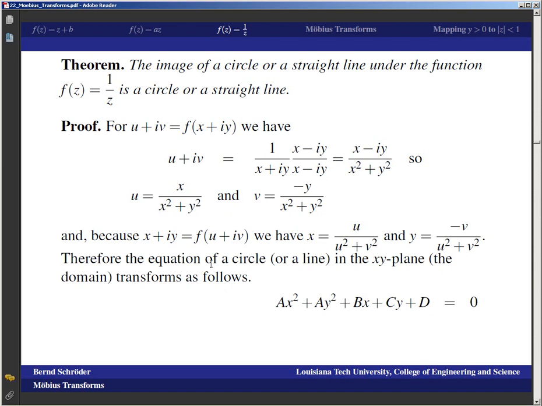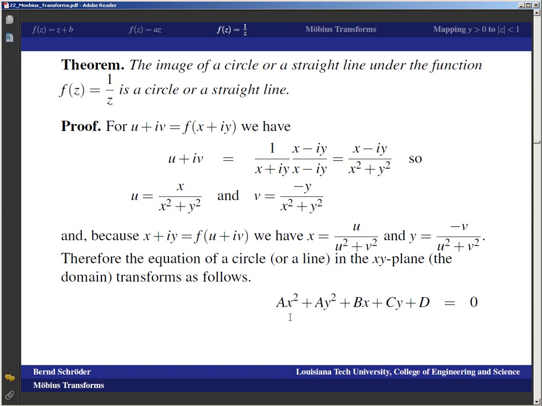And therefore, if we're taking the equation of a circle or a line in the xy plane, which is our domain, then that transforms as follows. Now notice, this really is the equation of a circle or a line because this form, of course, should be familiar to you.